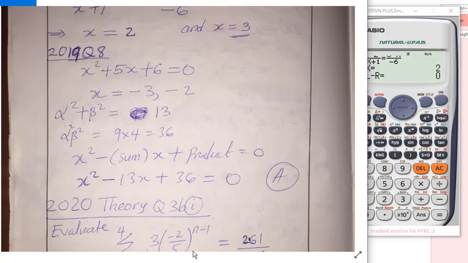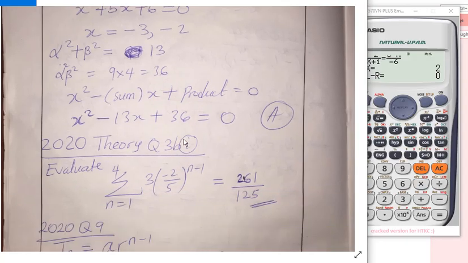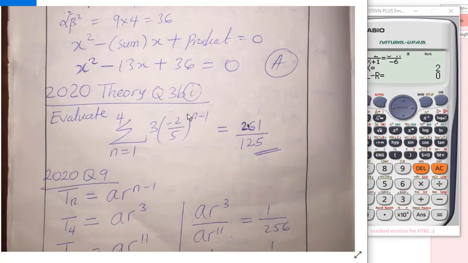So now the next one, you can use calculator to do that. Since you've been following this video, I know that you already get what I'm trying to talk about. Now look at the next one, 2020 theory question 3bi. If you look at 2020 theory question 3bi, you are told to evaluate. I've done that in the theory part, where I solved it in the theory. They say you should evaluate summation of n starting from 1 to 4 of 3 minus 2 over 5 to the power n minus 1. Whenever you see a question like this, check this place.